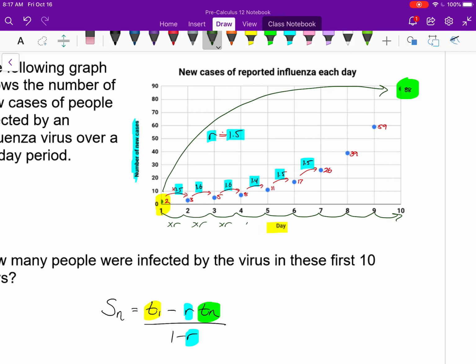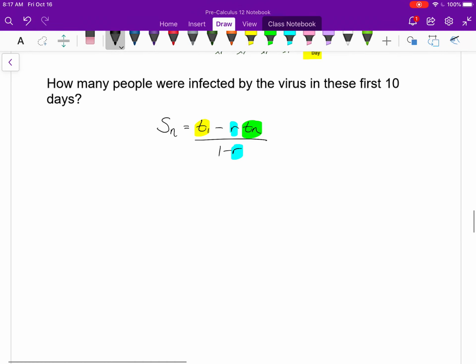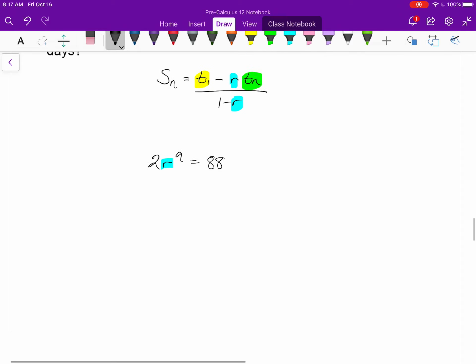Whatever this R is, it seems like it's about 1.5. I know if I go 2 times R, 9 times, I should get 88. So 2 times R to the power of 9 should equal about 88. That's what I'm going to do right here. Let me divide both sides by 2, which means R to the power of 9 should be about 44. And now how do I find R? I want to find the 9th root of both sides.